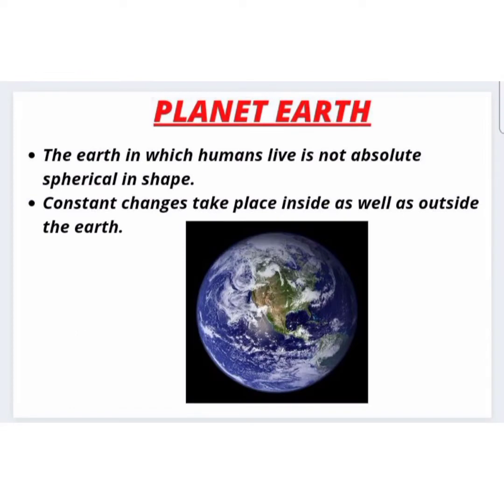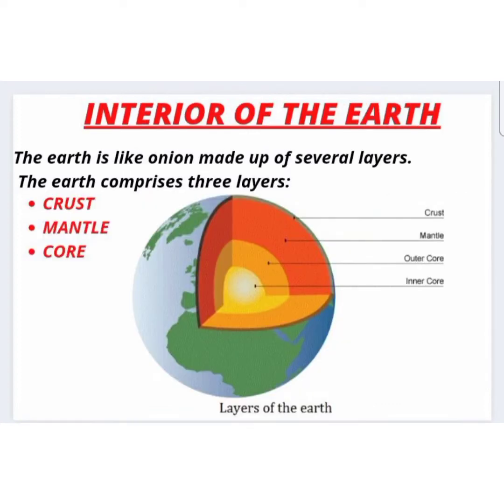Planet Earth. The earth in which humans live is not absolutely spherical in shape, and constant change takes place inside as well as outside the earth. Now, what is in the interior of the earth? The earth is like an onion, made up of several layers, and it comprises three layers: crust, mantle, and core.